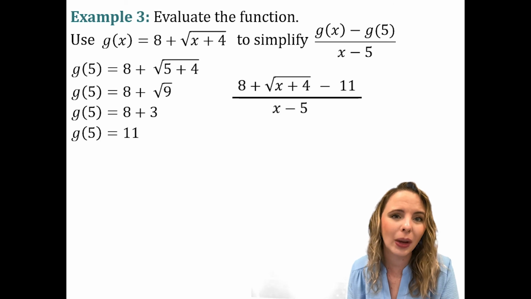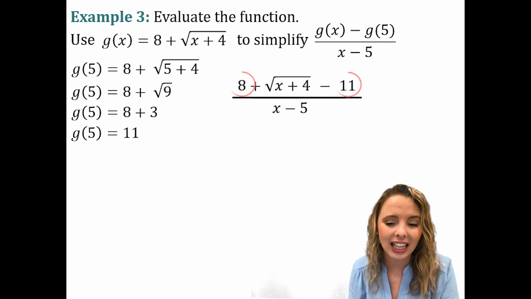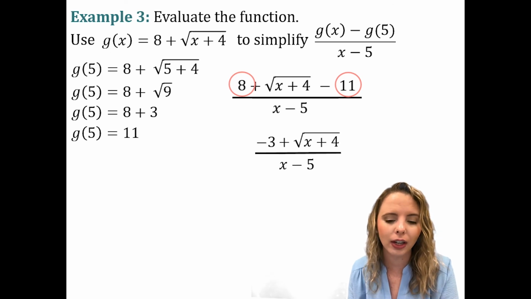Is there anything that we can do to simplify this function? Yes, we can combine 8 and our negative 11. I don't know why the negative is not in that circle. I apologize. So 8 minus 11 is -3. And we're going to bring everything else down.